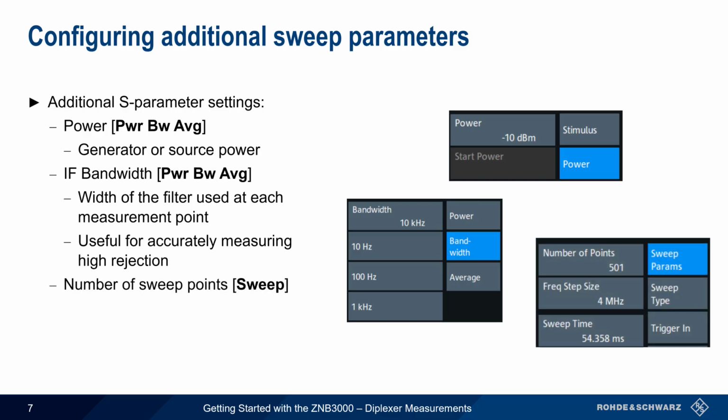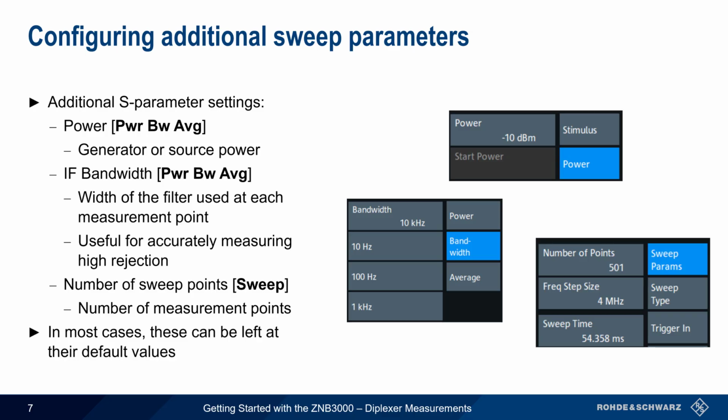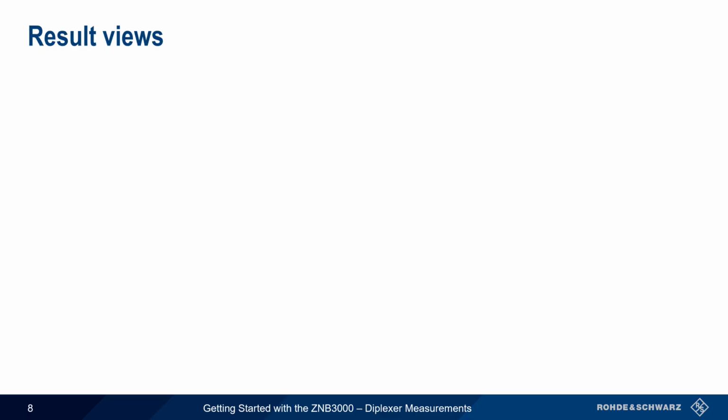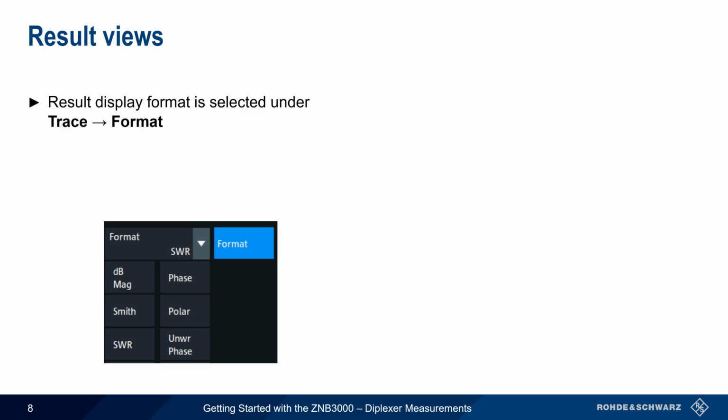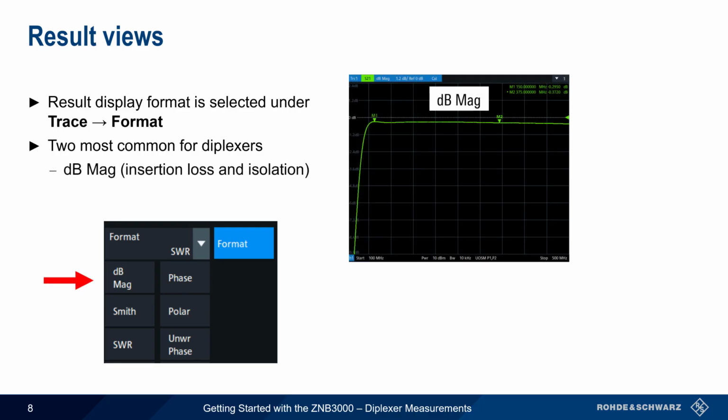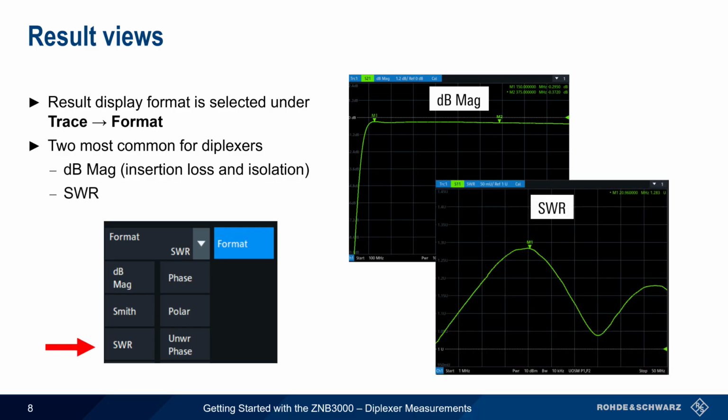And the number of sweep points can also be changed. This is the number of discrete measurement points within the defined frequency range. Note, however, that in most cases, these parameters can be left at their default values when making diplexer measurements. To select how results are displayed, choose Trace and then Format. For diplexer measurements, results are most often shown either as dB magnitude for insertion loss and isolation, or as standing wave ratio. We'll give examples of both formats in this presentation.